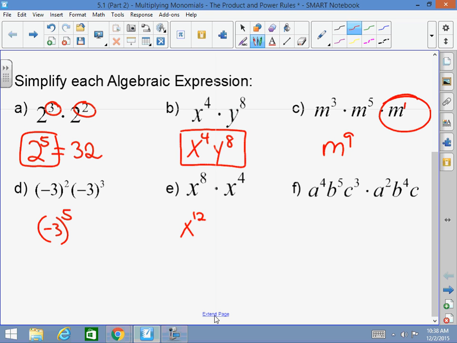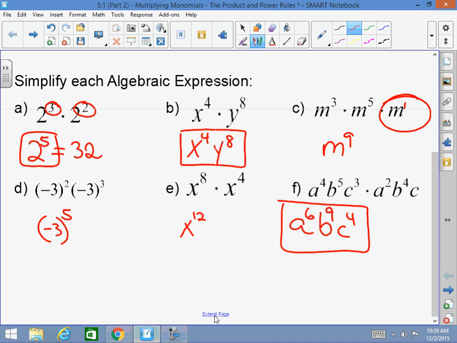A to the 4th, b to the 5th, c to the 3rd, times a squared, b to the 4th, c. Well, in this case, you go variable by variable. Go ahead, my man, you had your hand up. Try it. Good, brother. A to the 6th. B to the 9th. You got this. C to the 4th. Perfect, my brother.